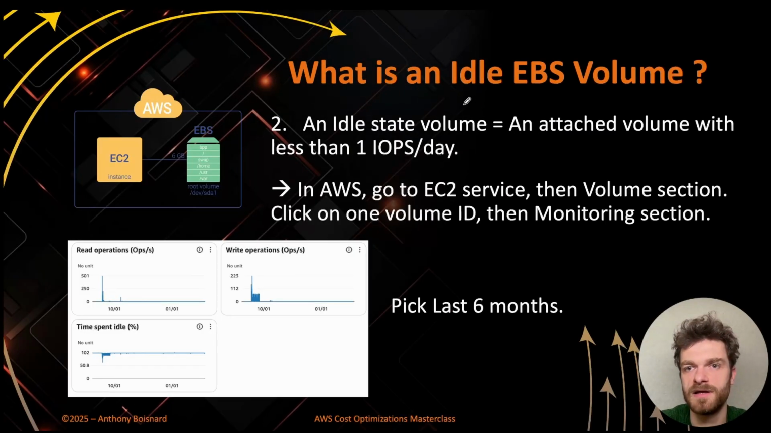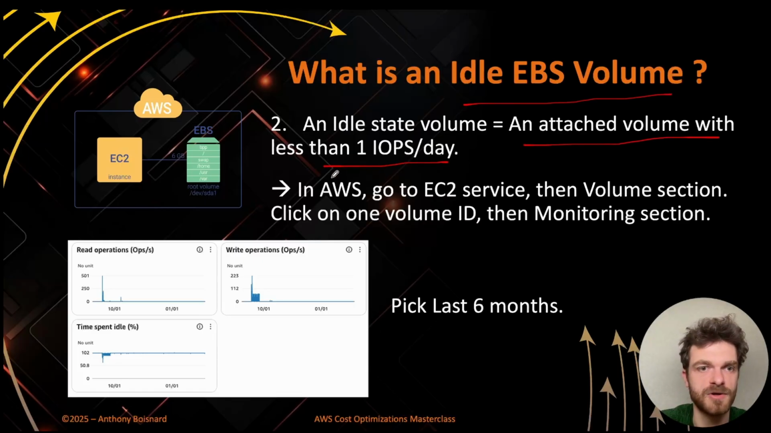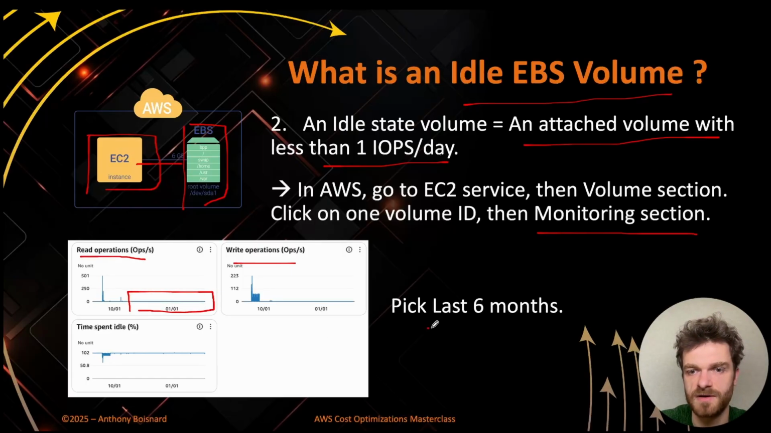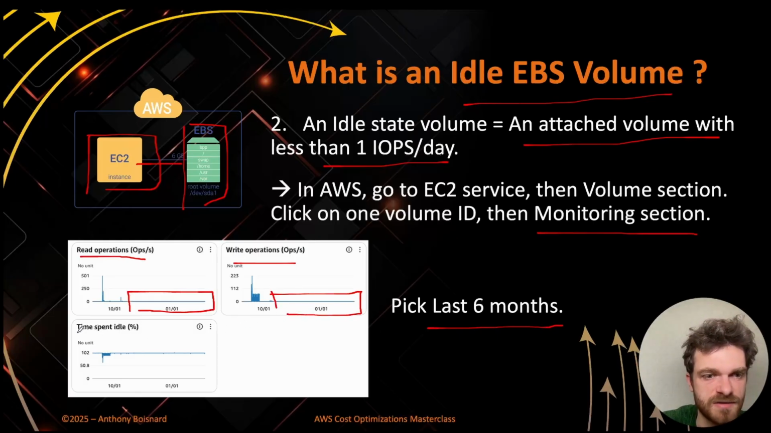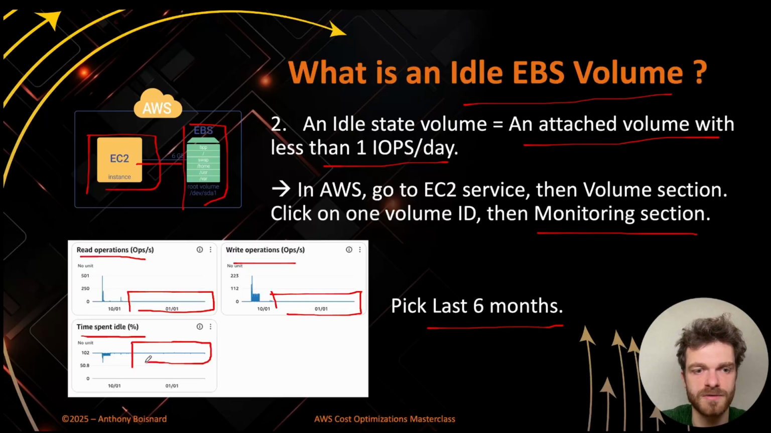Secondly, an idle EBS volume could be one with less than one operation per day, meaning you have your EC2 instance here and you have your EBS volume, so it's still attached, but when you check the monitoring section, you can look at the read operations and write operations, and if you see zero over a long period, let's pick for example 6 months, you know it can be idle. You can also check the time spent idle in percentage that AWS provides us in the diagram, and if it's 100 for a long time, you know it's idle.